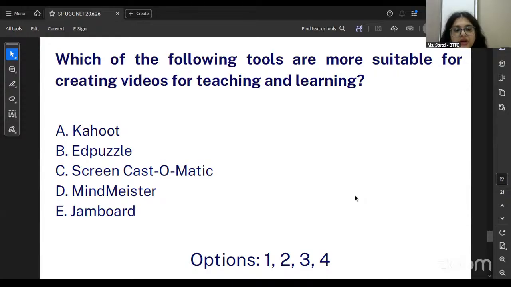So I knew that when we have to create videos, B and C are very good options. I think, if I'm not wrong, Screencast-O-Matic has changed its name. I'm not really sure what the new name is, but B and C are definitely the two apps that help you make videos. Kahoot is for quiz, Meister is for mind mapping, and Jamboard I knew because on Zoom or Google Meet, we do have an option where we can draw on whiteboards, or we can explain using a whiteboard, and Jamboard is also something like that. So then it was easy for me to choose B and C.